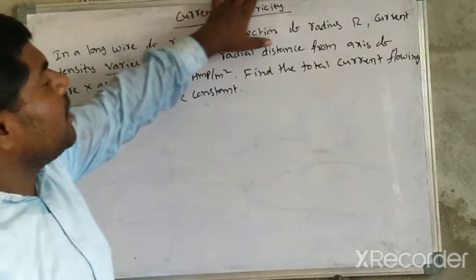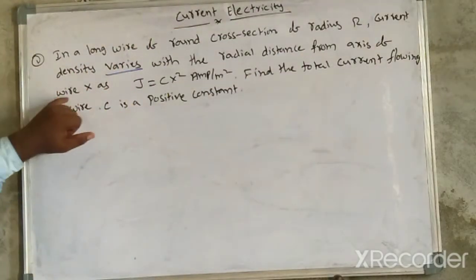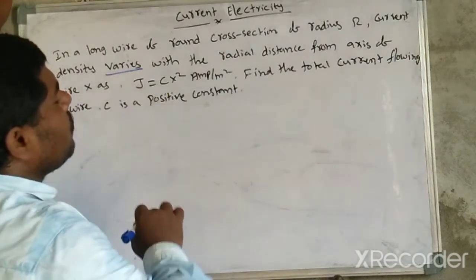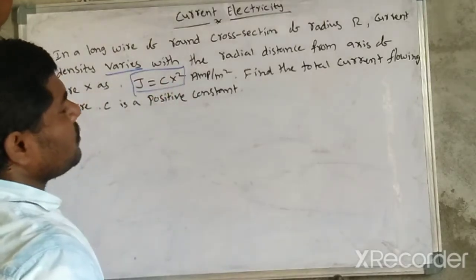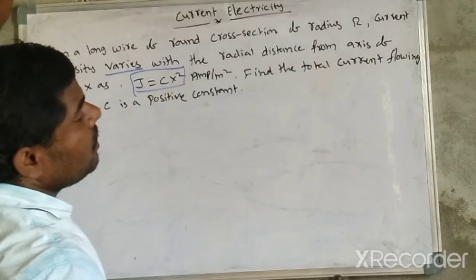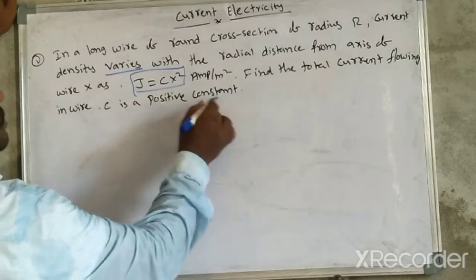With the radial distance from the axis of the wire as x, the current density j is equal to c x square ampere per meter square. Find the total current flowing in the wire. Here C is a positive constant.